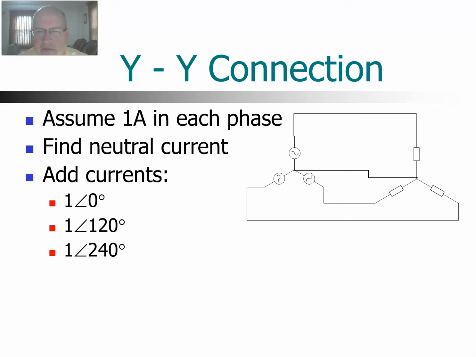So if we take these three currents and add them up, we should get the neutral current. So 1 angle 0 plus 1 angle 120 plus 1 angle 240. I invite you to just pause the video for a moment and do that addition in your calculator. And the result you get should be 0. All of the currents will cancel out. And this is one of the advantages of three-phase. There is little or no current in the neutral.